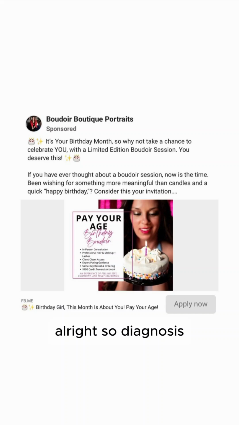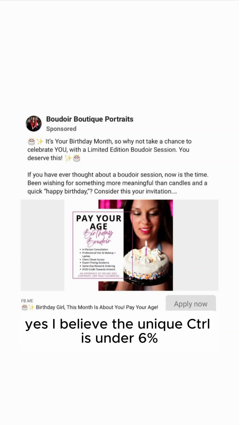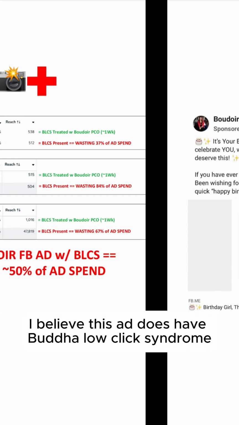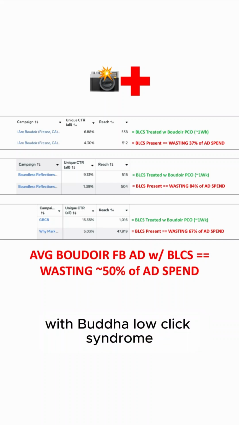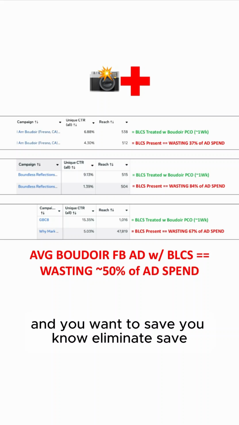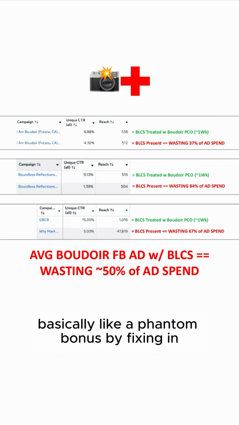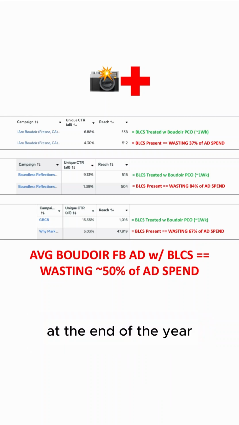All right, so diagnosis, do we believe this has BLCS, aka Boudoir low click syndrome? Yes, I believe the unique CTR is under 6%. Therefore, I believe this ad does have Boudoir low click syndrome. So if you're a Boudoir low click advertiser with Boudoir low click syndrome, and you're spending more than 10 grand a month on Boudoir Facebook ads, and you want to eliminate the waste and put back in your pocket approximately 5K every single month, basically like a phantom bonus, by getting your BLCS trio with Boudoir Pico, that's basically a 60K bonus at the end of the year.